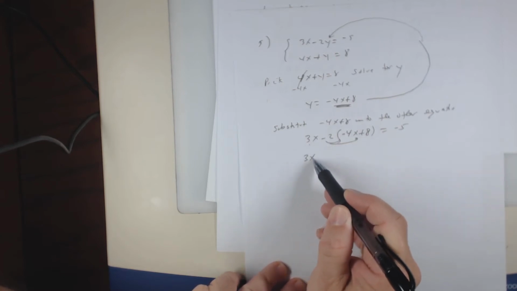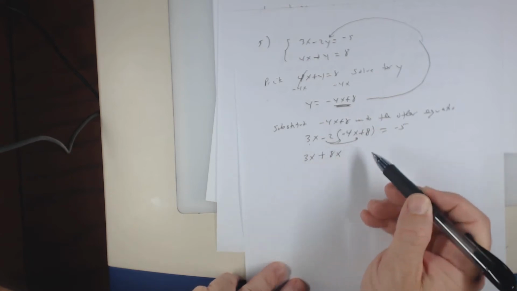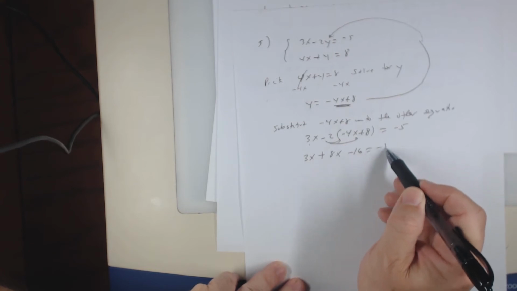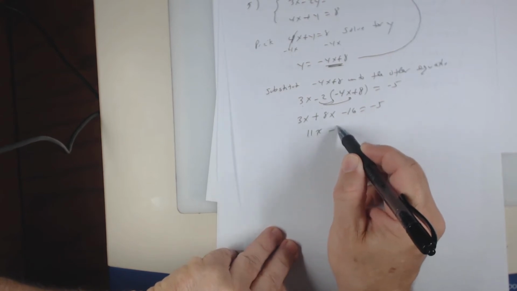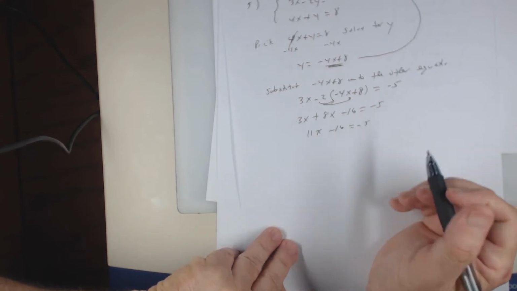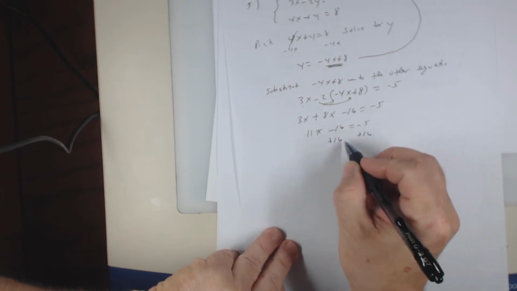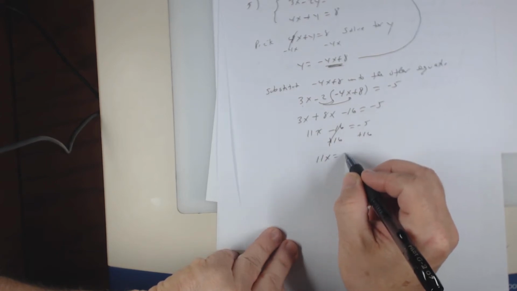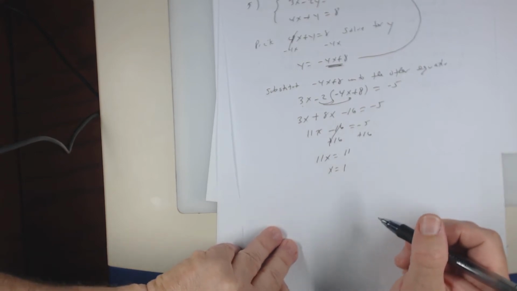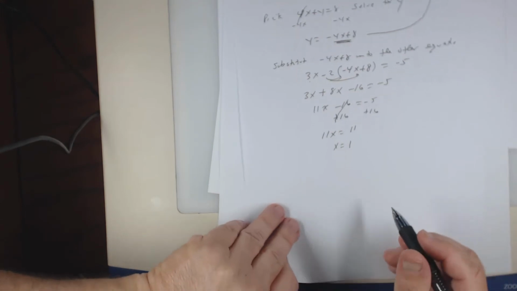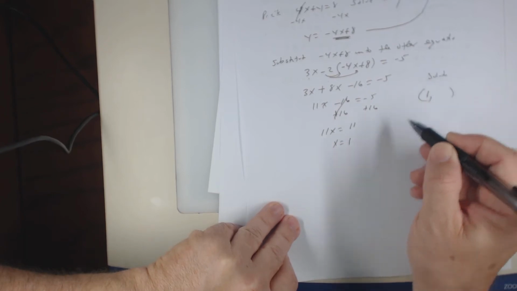Now how do I deal with this one here? Distribute. So 3x, what's -2 times -4x? Minus 16 equals -5. 11x minus 16 equals -5. Next step. And so I get 11x equals 11. So what does x equal? 1. All right, so far my solution is x is 1.